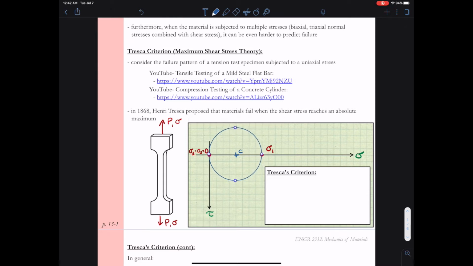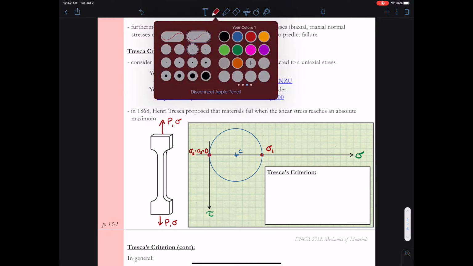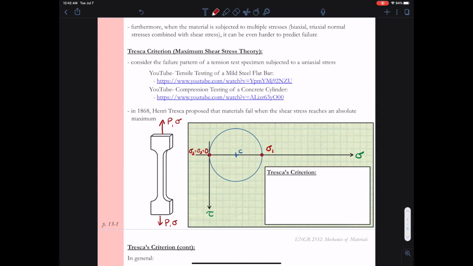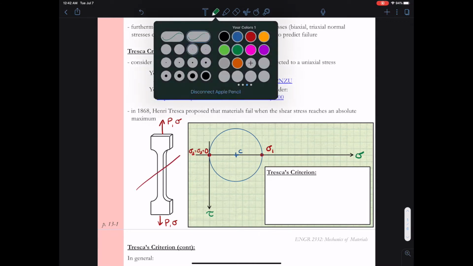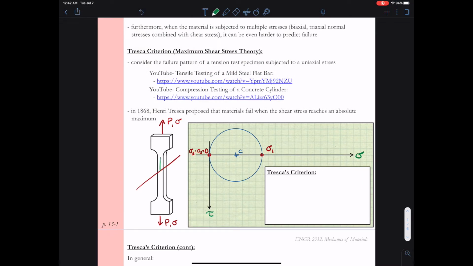I go ahead and draw my Mohr circle for three-dimensional states of stress. However, since sigma 2 and sigma 3 are 0, I only end up with one circle. Now, we saw from the video that failure occurred on this 45-degree plane. So let me sketch my x and y axis here along with the 45 degrees.